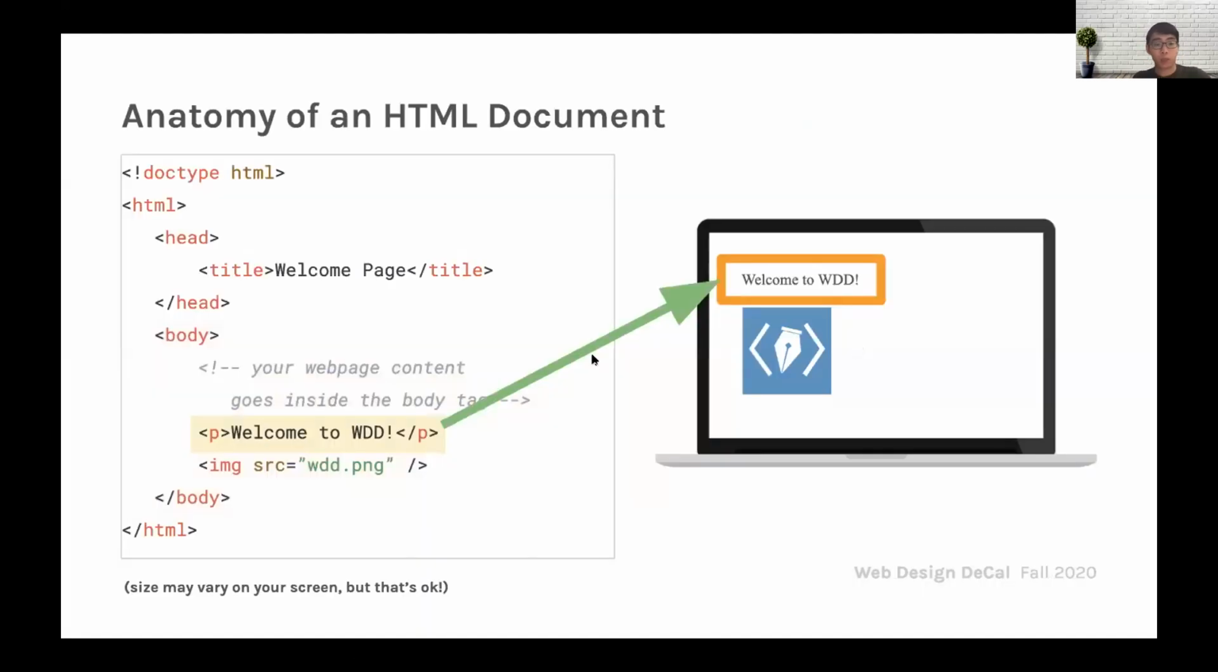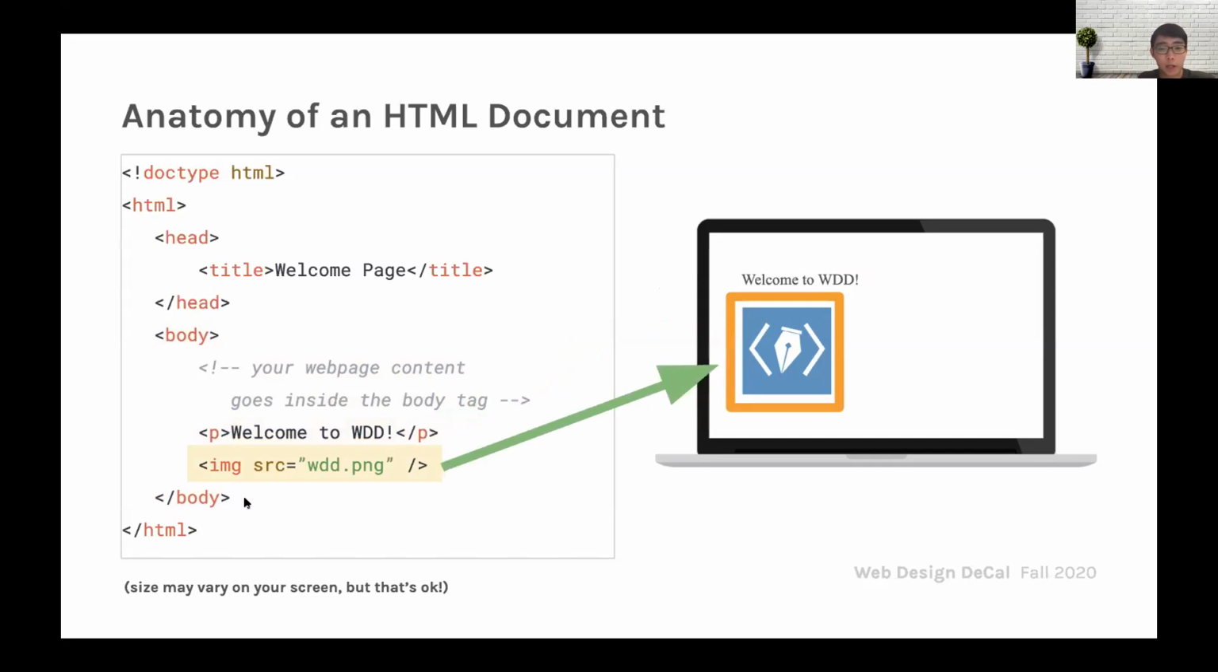All right. So the first thing we see inside the body is the P tag. We'll talk about what that means, but that's basically the text containing welcome to WDD. You see that right there. And remember, we always need an opening and closing tag, and then everything inside is what we see.